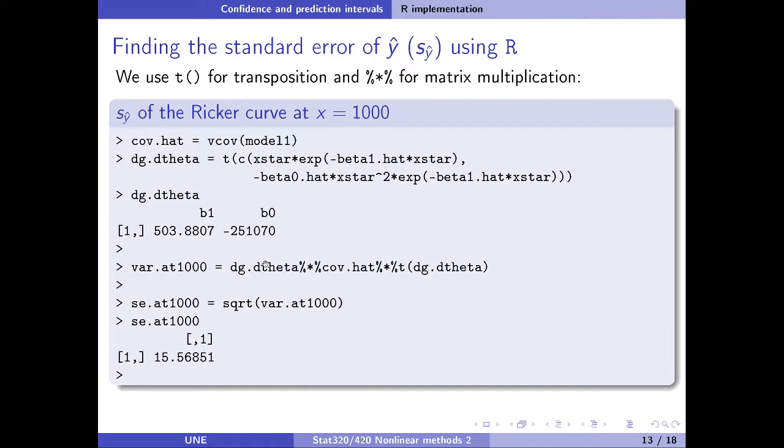And let's just look at the arguments here. If we have, say, p parameters, in our case p was 2, dg.dθ is going to be a row vector of dimension 1 by p. The covariance matrix, for p parameters, will be a p by p matrix. So we have a 1 by p times a p by p, and then the transposition of the 1 by p will be a p by 1. 1 by p, p by p, p by 1 will get us a 1 by 1 matrix for the scalar. So our standard error is just the square root of that, and in this case it works out to be about 15.6.